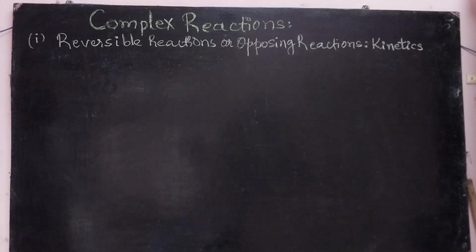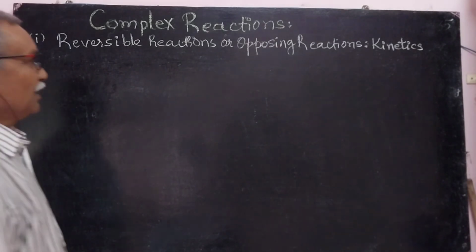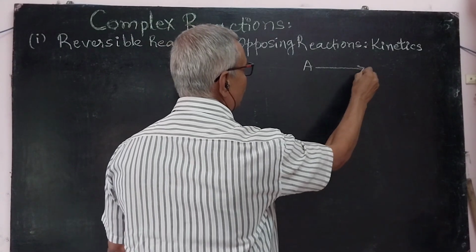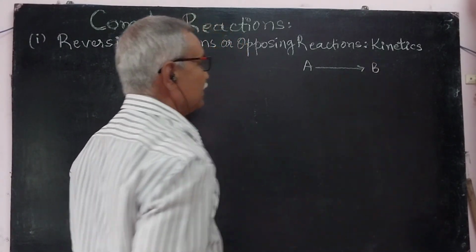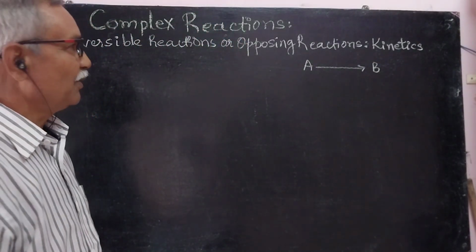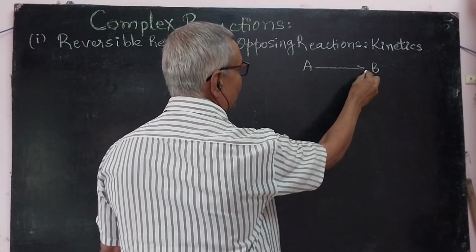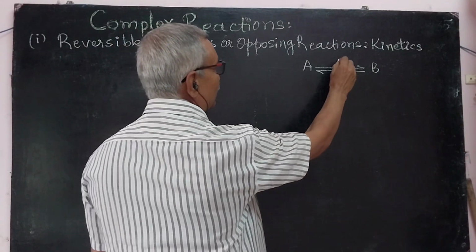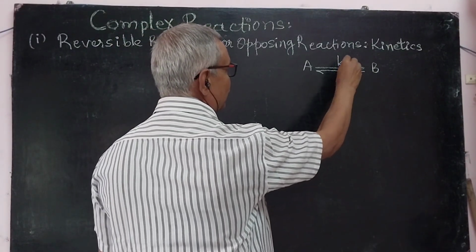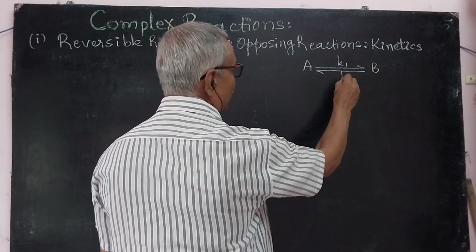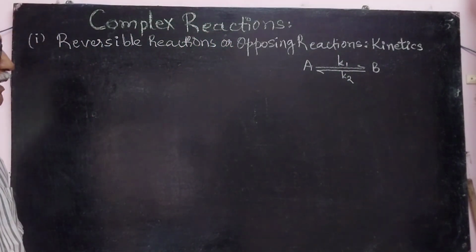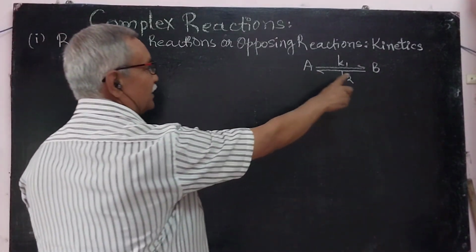Now, about the kinetics of reversible reaction or opposing reaction. Now, consider a reaction: A gives B. A is one reactant, B is one product. Simultaneously, B reacts to give reactant A. Then the rate constant of the forward reaction is K1, and the rate constant of the backward reaction is K2. Now, this is a reversible reaction.